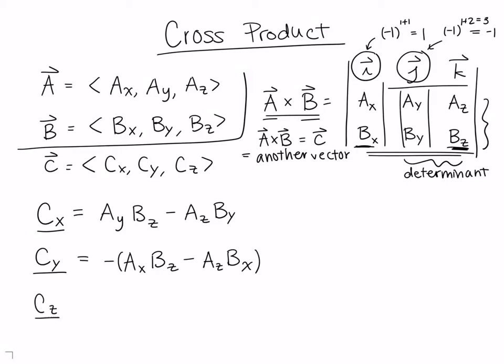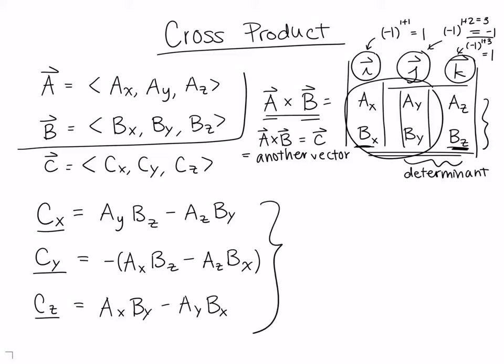And finally, CZ, we'll consider the first two columns, for K, and once again, we have -1 raised to 1 plus 3, which is the fourth power, which is a positive number. So we have, in this case, AX times BY minus AY times BX.